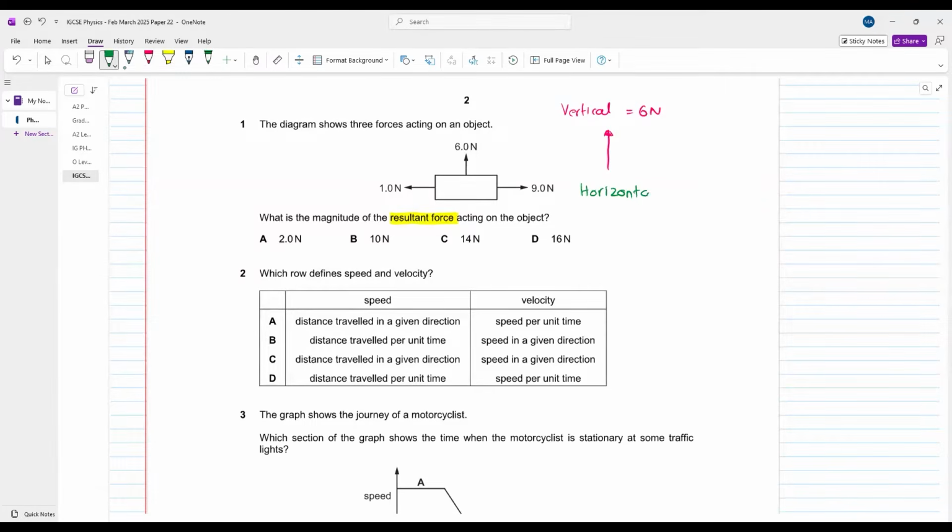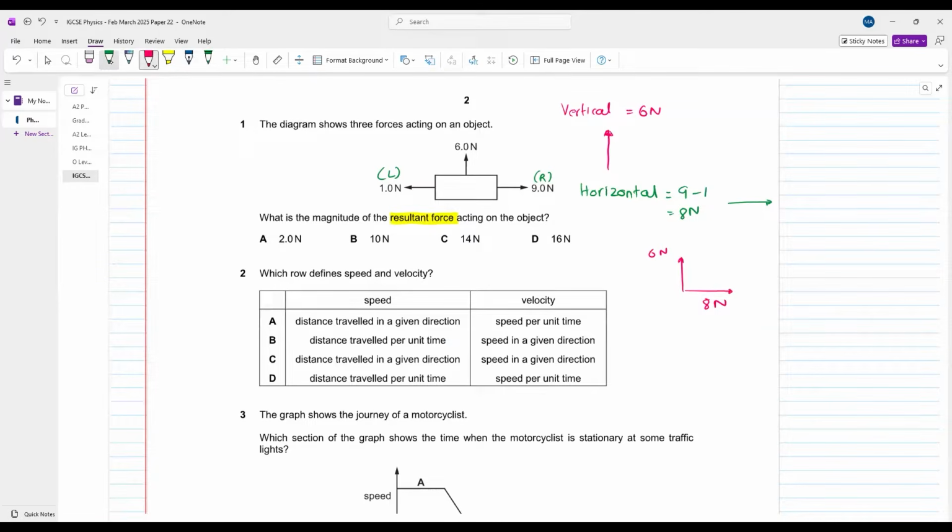In the horizontal direction, you have a force of 9 Newton towards the right, and a force of 1 Newton towards the left. What is the force in the horizontal direction? 9 minus 1, that is 8 Newton towards the right. Can you combine both the forces? Like this: the 6 Newton force acting vertically upward, the 8 Newton force acting towards the right.